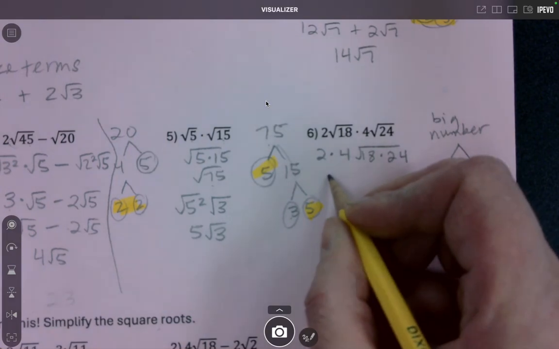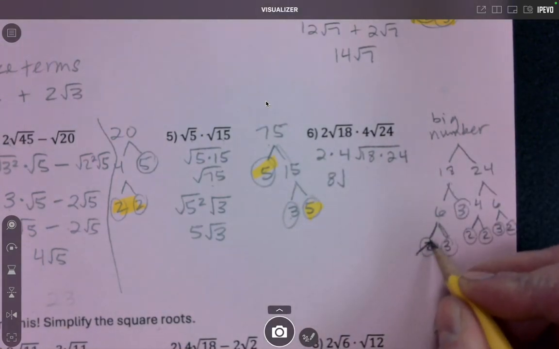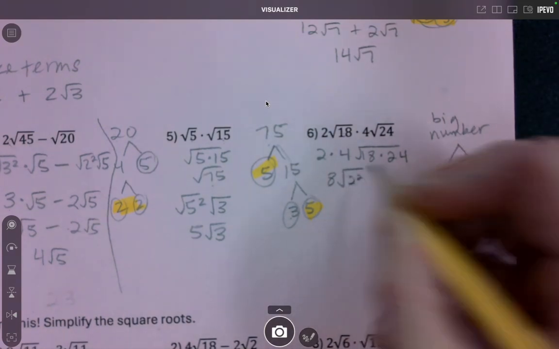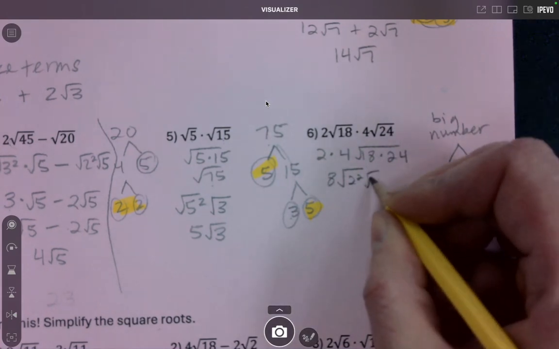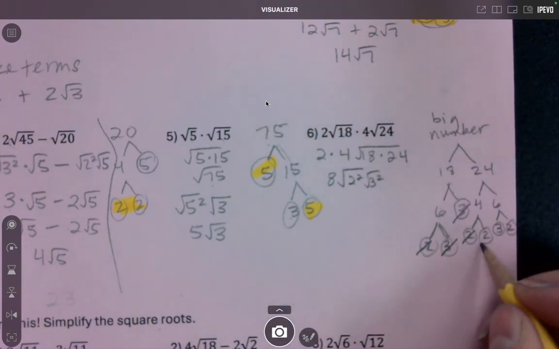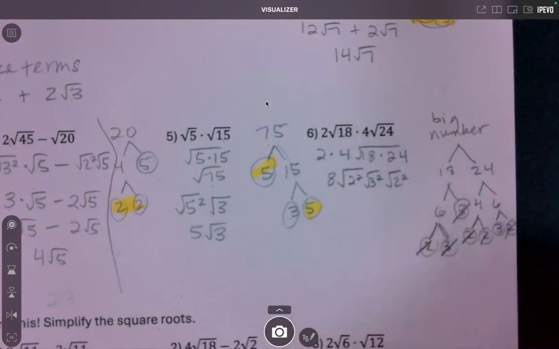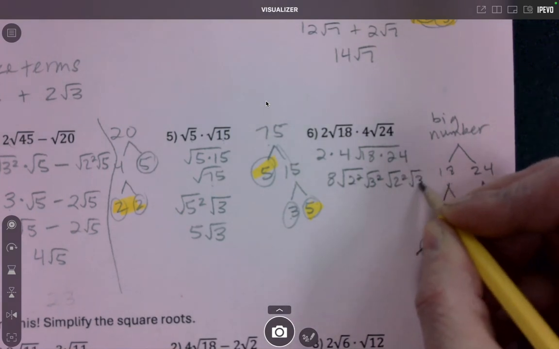2 times 4 would make an 8. And then I have a pair of 2's, right? Here's a 2 here, here's a 2 here. So that's going to be a 2 squared. Okay, and then I have a 3 and a 3, so that's going to be a 3 squared. I have another 2 and another 2, so that's going to be another 2 squared. And then what's left? I have the square root of 3 left over.